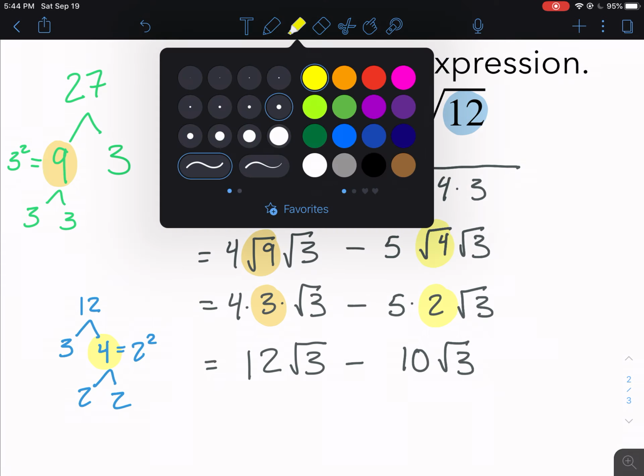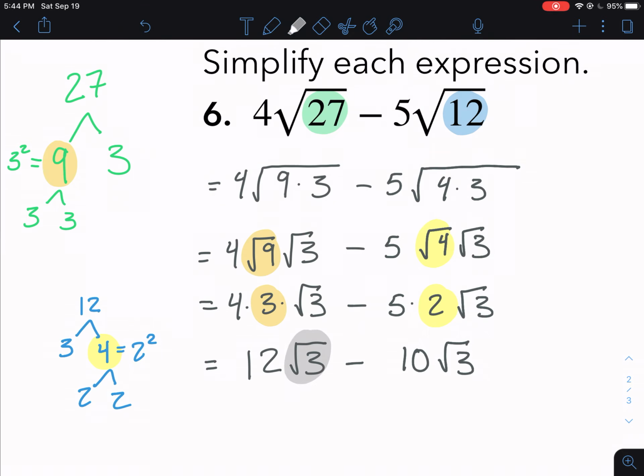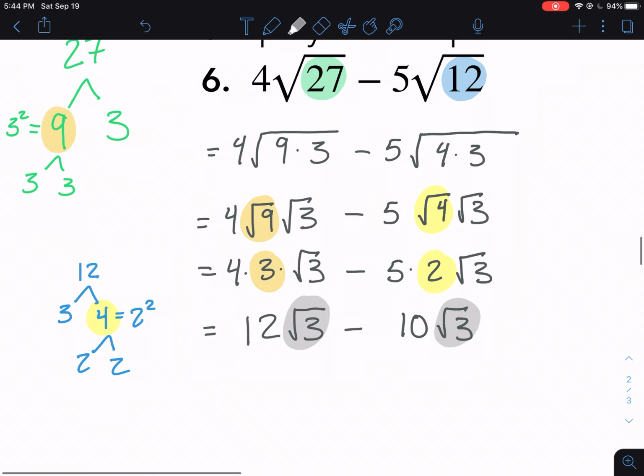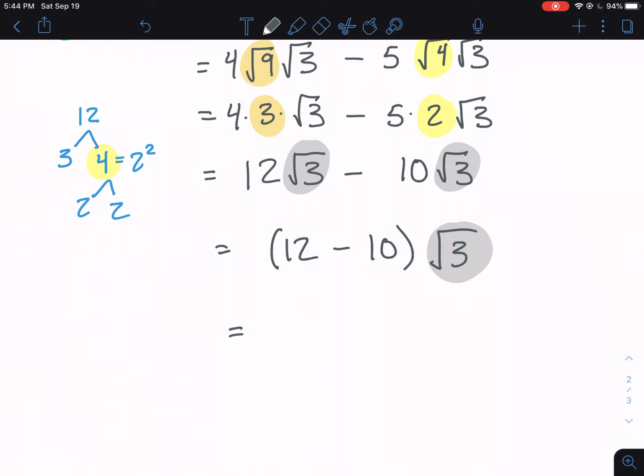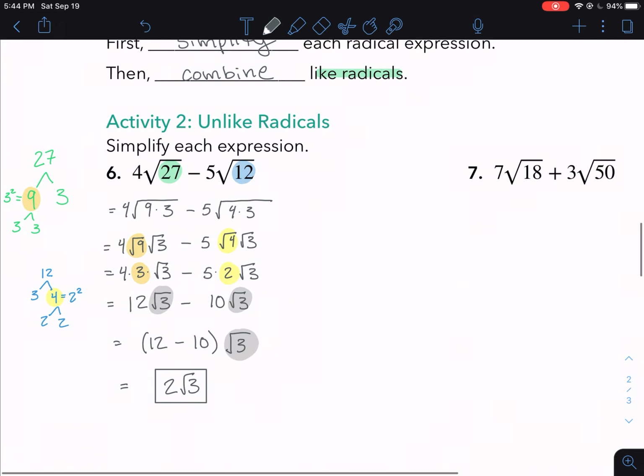Do you see what they have in common? They are like radicals. They both have a square root of 3. So we're going to undistribute that square root of 3. And what we're left with is 12 minus 10. 12 minus 10 is 2. So our final answer is 2 times the square root of 3. And that's it. And that's so nice. Turns out this whole expression is just equal to 2 rad 3. Great.